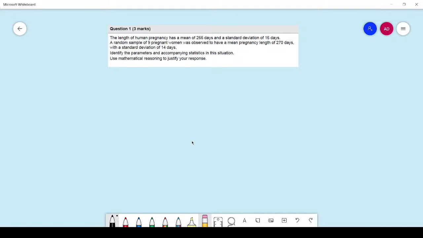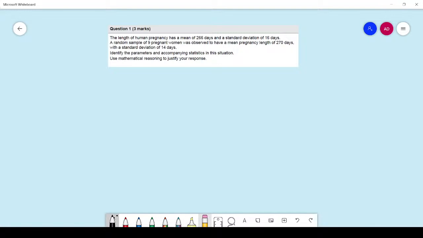The length of human pregnancy has a mean of 266 days and a standard deviation of 16 days. A random sample of 9 pregnant women was observed to have a mean pregnancy length of 270 days with a standard deviation of 14 days. Right, so this is obviously a statistics question, and we've got some sample statistics versus whole population statistics. So we're asked to identify the parameters and accompanying statistics in this situation.